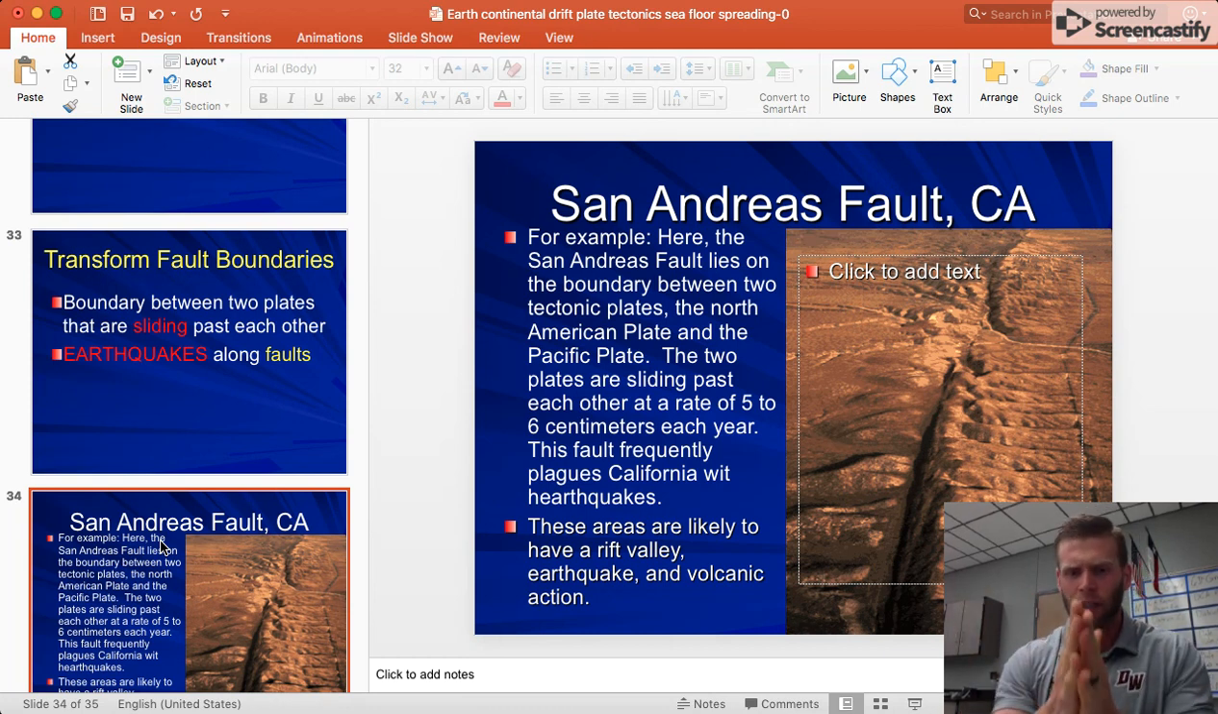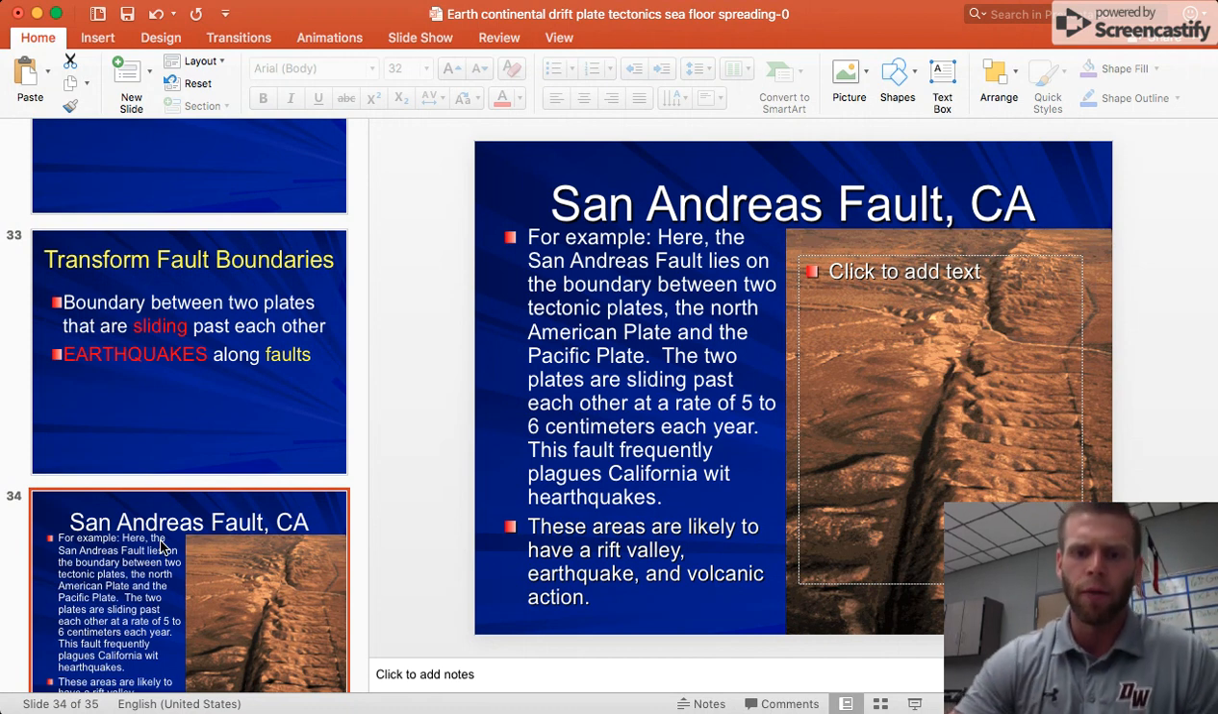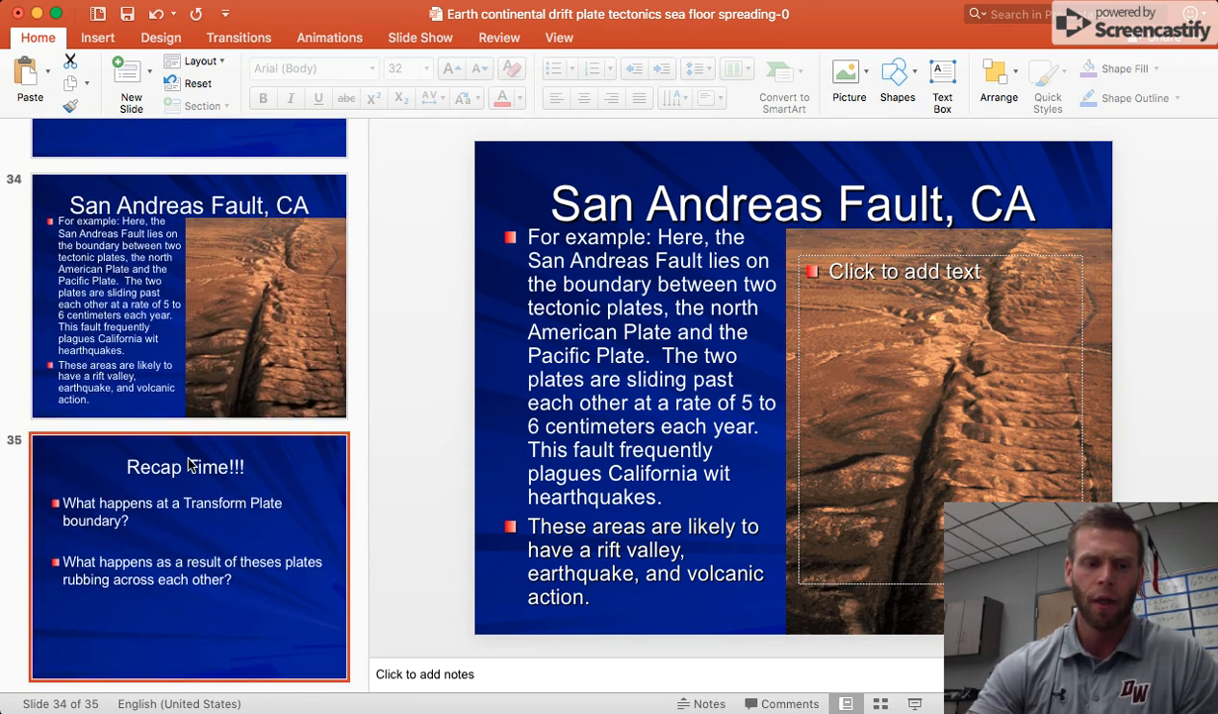So they're not converging. They're not diverging. They're transforming. They're sliding past each other at a rate of 5 to 6 centimeters a year. Again, help for that project. So in their area, they're likely to have rift valleys, earthquakes, and possibly even volcanic action.